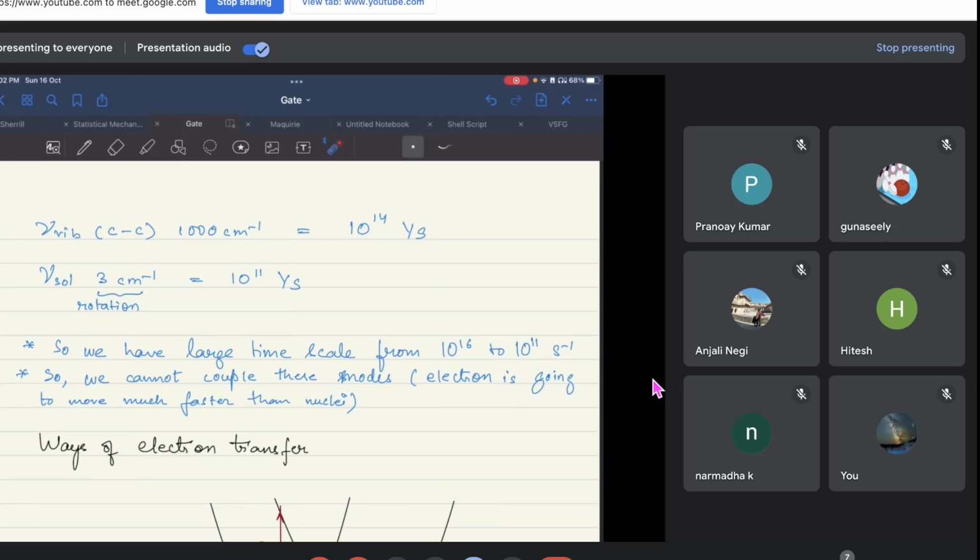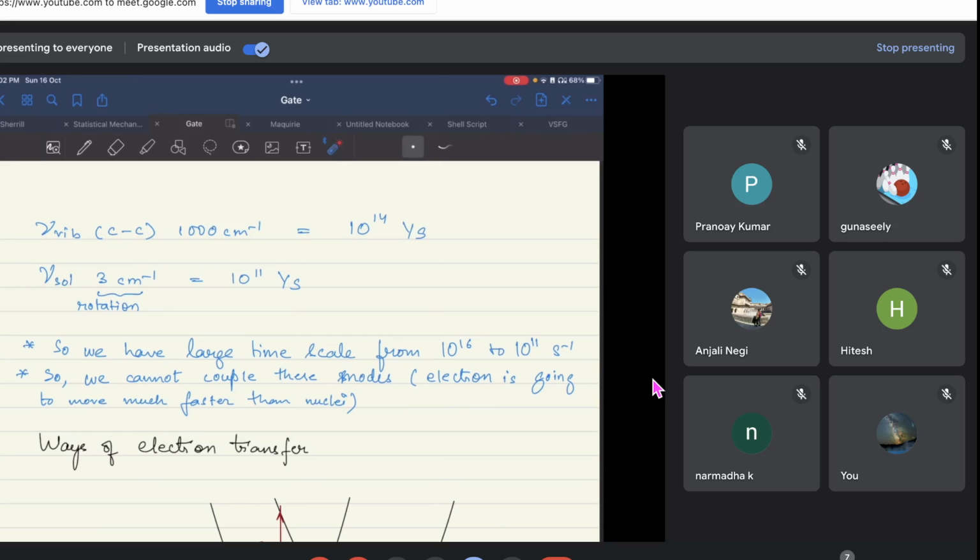So nu vibration for C–C will be, for example, 1000 centimeter inverse, around 10 to the power 14 per second. And for solvation, for the solvent, you also have to take into account the rotation of it.